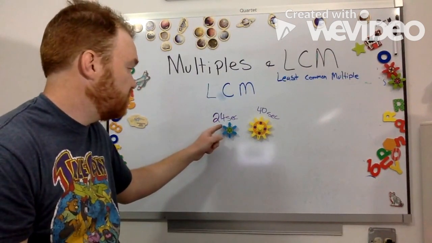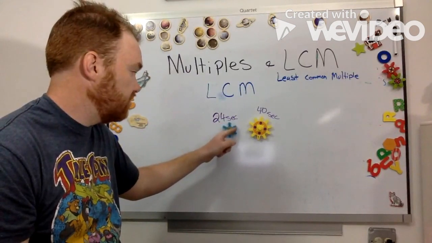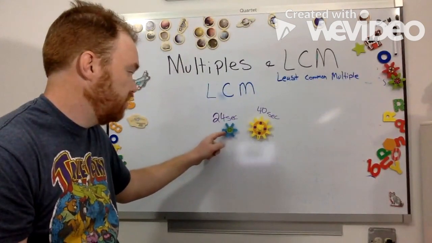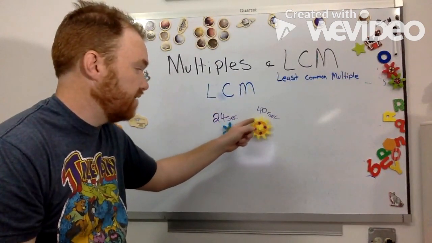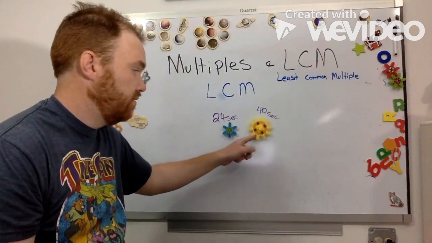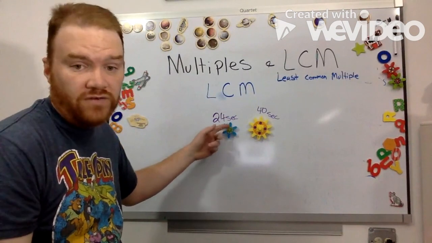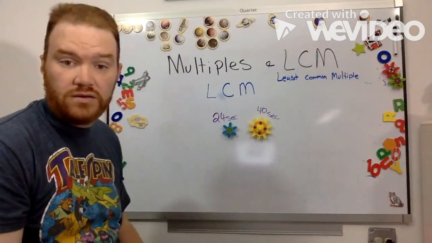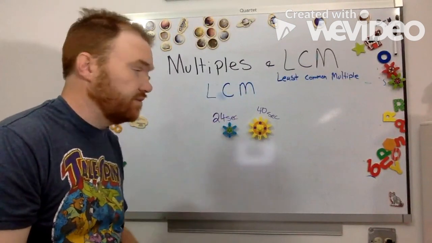Remember, this one takes 24 seconds to go around. So this is a little sped up. See, that was 24 seconds. But this one takes 40 seconds. So obviously, this one's going to go around a few more times than this one, right? So I'm going to go around a few more times than my friend is.